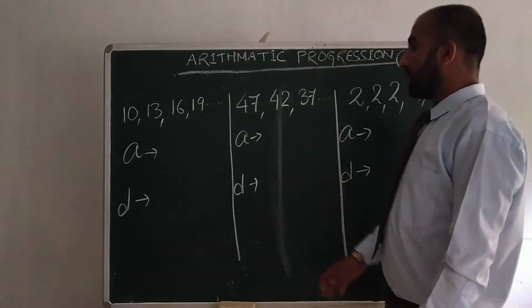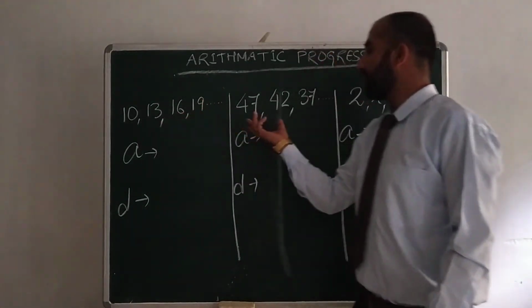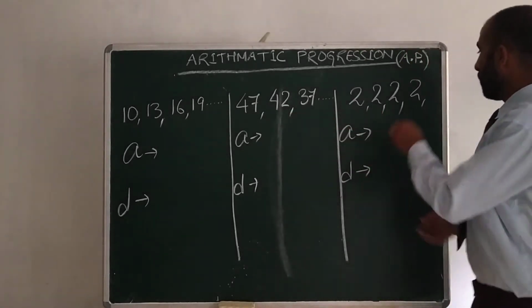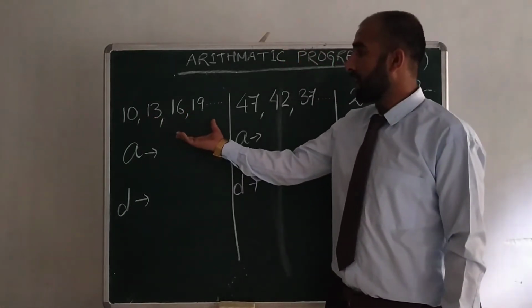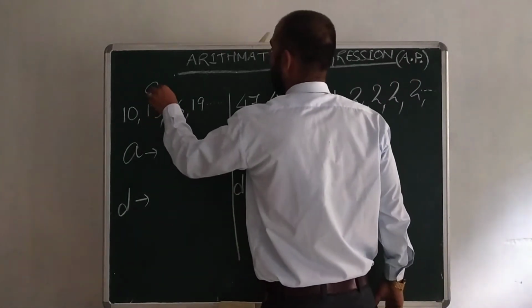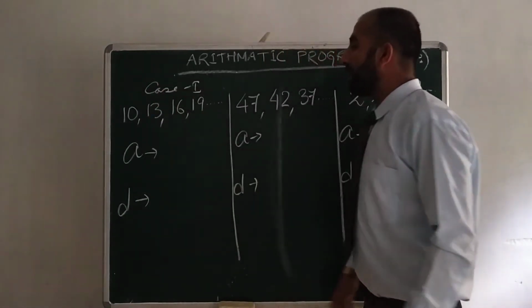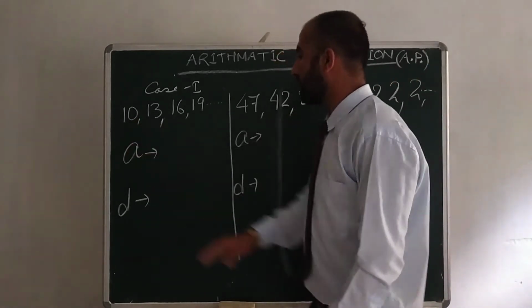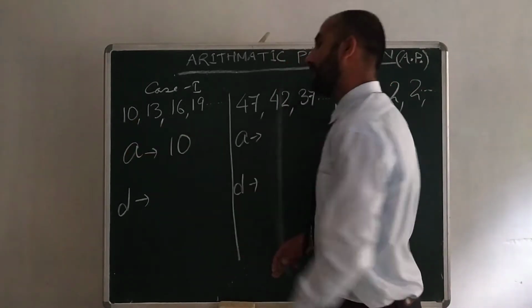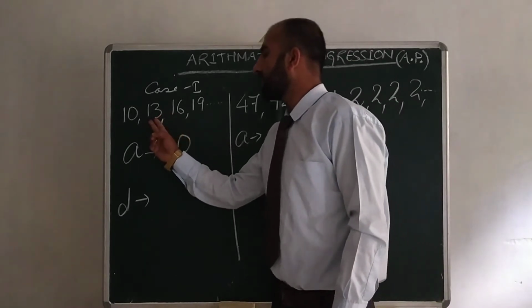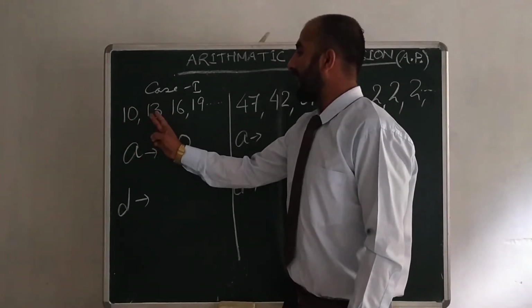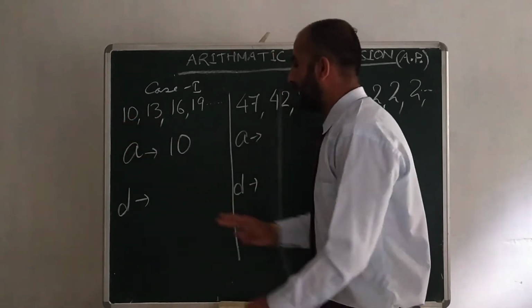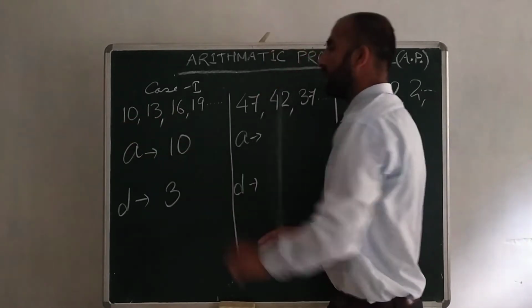Okay kids, see here I have written 3 different APs. So what I am trying to explain to you is, let's go to case 1. In case 1, the first term, that is the starting term, is 10. And the second term is 13. If you subtract the first term from the second term, that means 13 minus 10, that is 3, will be your common difference.